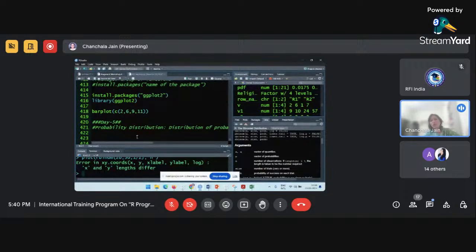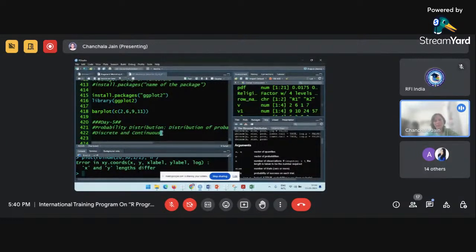So usually when we talk about statistical analysis, it is very imperative to know the distribution of the data, that is, how your data is behaving. Using the probability distribution, we can understand the distribution of the data. In this context, the mainly used probability distributions are discrete and continuous. These are the two distributions generally we talk about in statistics.